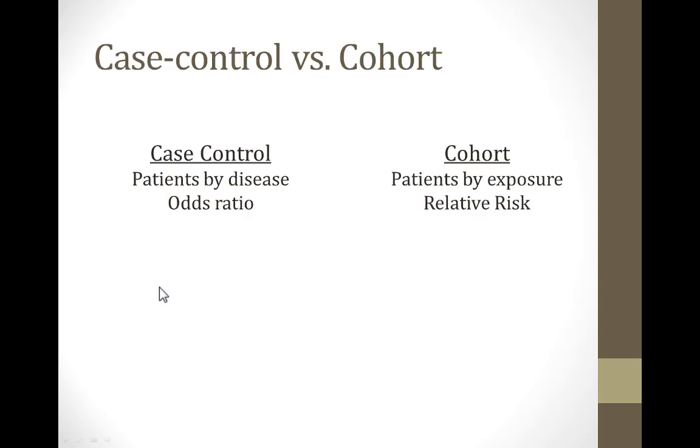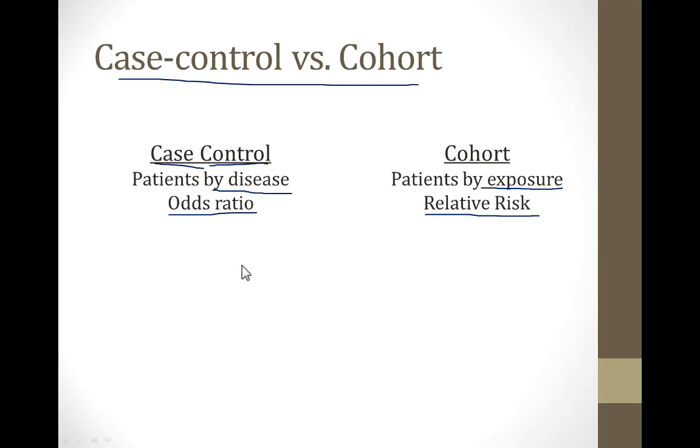Case control studies versus cohorts are often confusing to keep straight for students, so let me just summarize the differences here. In a case control study, remember we identify patients by disease. The disease patients are the cases and the non-disease patients are the controls. In a cohort study, we identify patients by exposure to a risk factor like smoking. Case control studies give a result of an odds ratio, and cohort studies give a result of a relative risk.